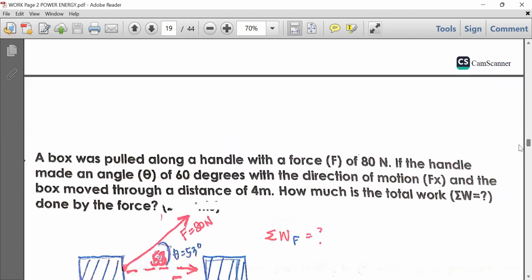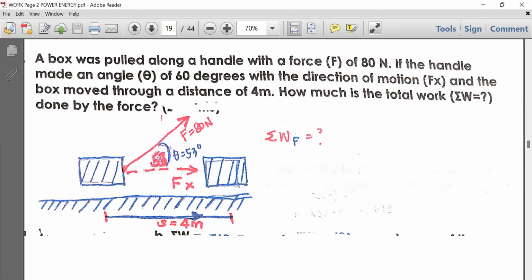Next problem. A box was pulled along a handle with a force of 80 newtons. If the handle made an angle theta of 60 degrees to the direction of motion, and the box moved through a distance of 4 meters, how much is the total work done by the force? Okay, so the theta is 53 degrees. Let's change this 60 degrees to 53 degrees.